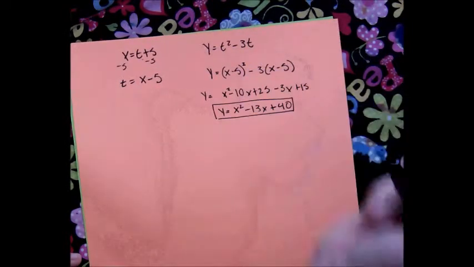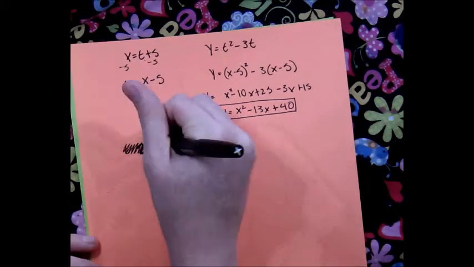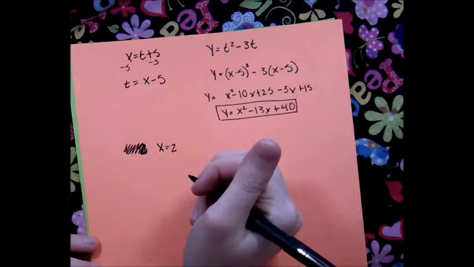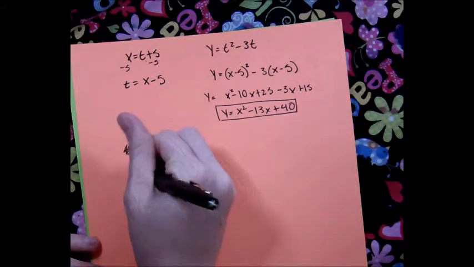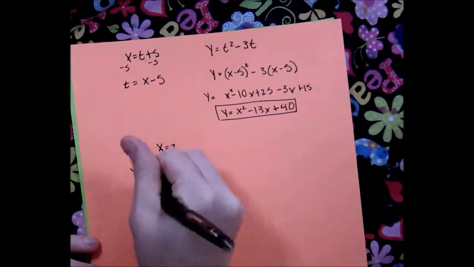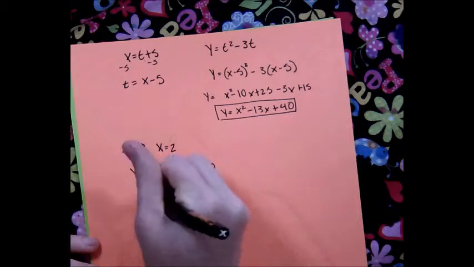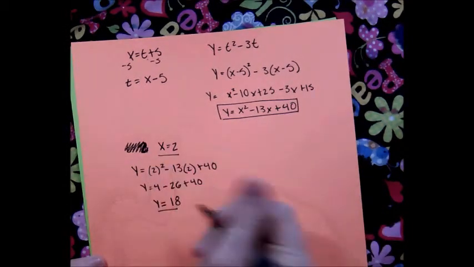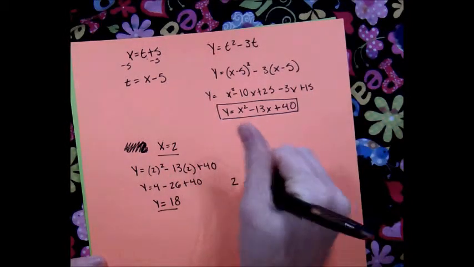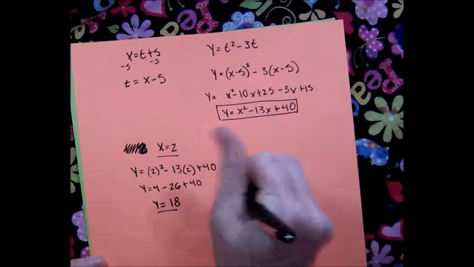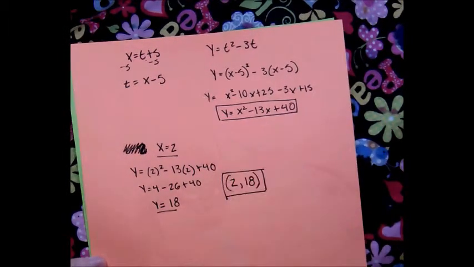The first one we're going to use is t equals negative 3. Here we have x equals 2. And wherever there's an x in the equation, that's where you're going to plug 2 in. So y equals 2 squared minus 13 times 2 plus 40. And then we're going to simplify this. So y equals 4 minus 26 plus 40. And you add this all together, so y equals 18. And if we go back and look at our table, we can see that our first pair of coordinates is 2, 18.